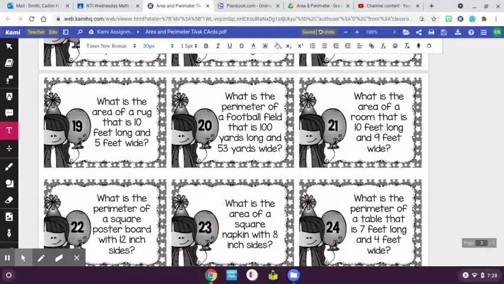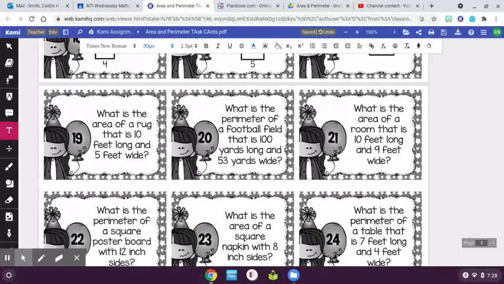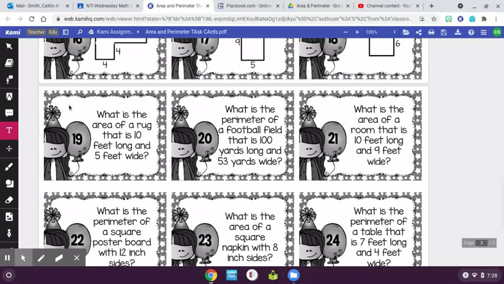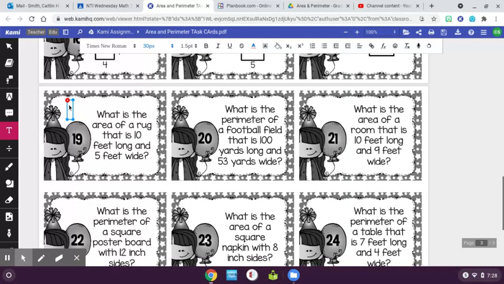Now when you get down here, it's going to give you word problems. Some are going to ask you to find the area. Make sure you remember that when it asks for area, you're going to multiply. Area equals length times width. When it asks you for perimeter, you're going to be adding. Perimeter equals the side plus the side plus the side, depending on how many sides it has. You add up all the sides.